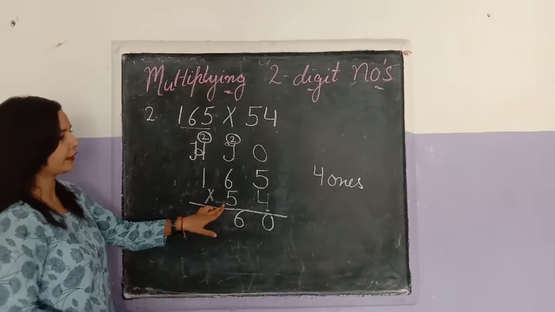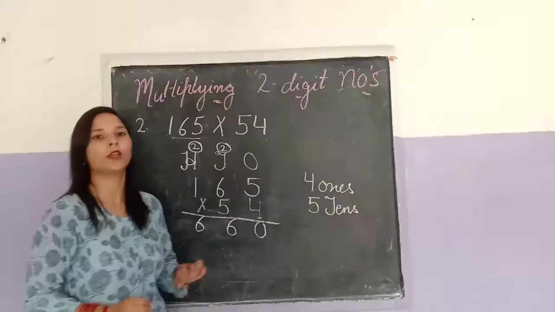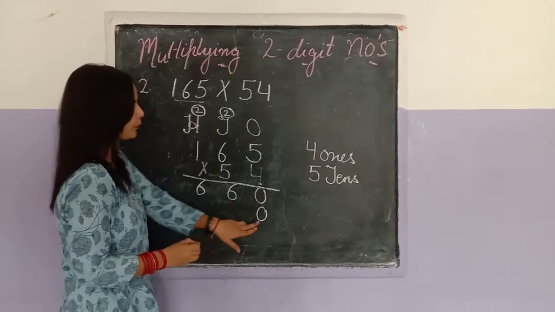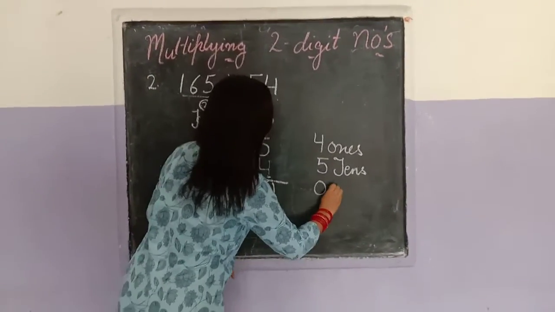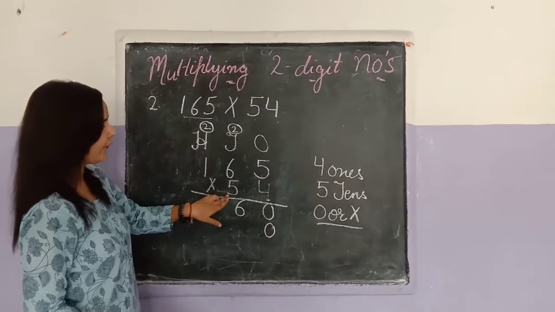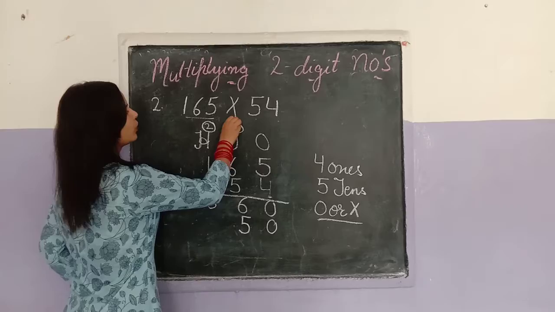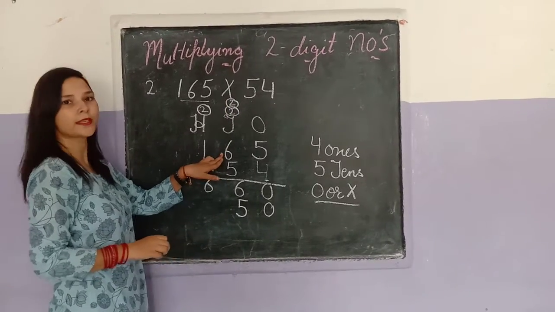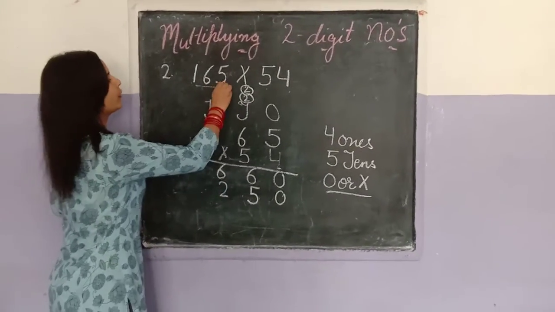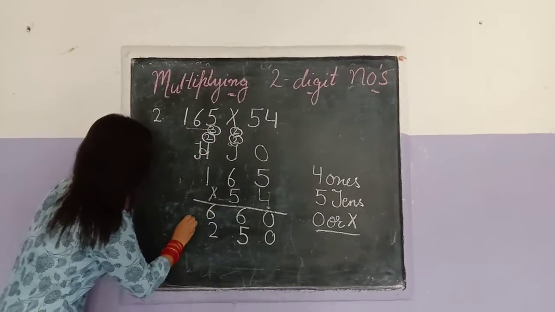Now we will start with the 5 tens. Now either you can place 0 here or you can put a cross. Okay. So you can put 0 or a small cross here. Now we start with 5 tens. 5 times 5 is 25. 5 you will write here. 2 will go up. 5 times 6 is 30. 30 plus 2, 32. 2 here. 3 goes up. Now 5 times 1 is 5. 5 plus 3 is 8.